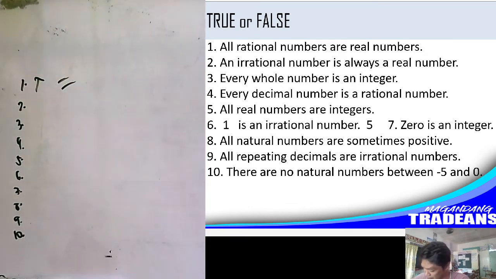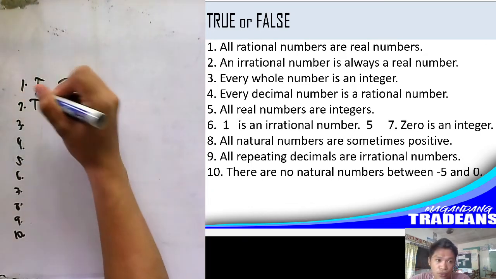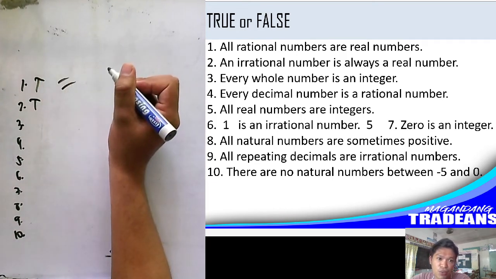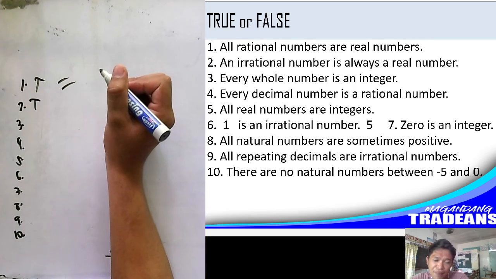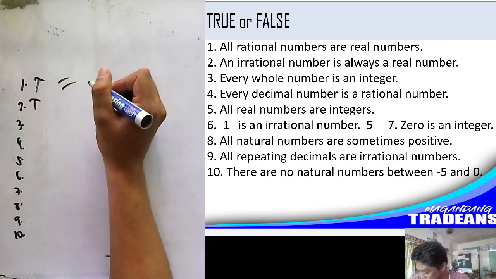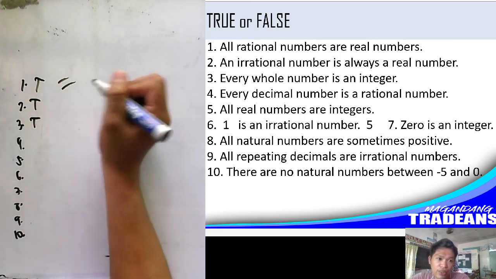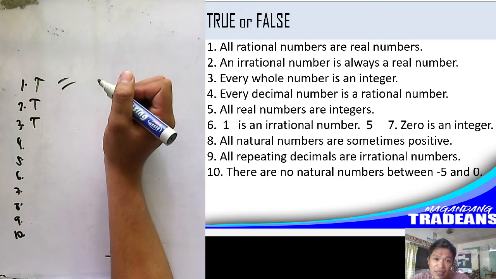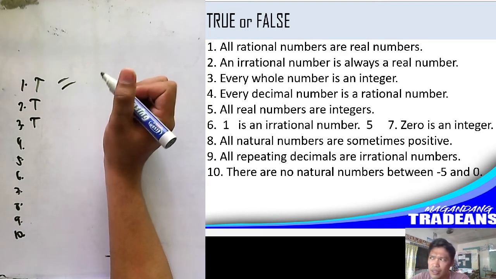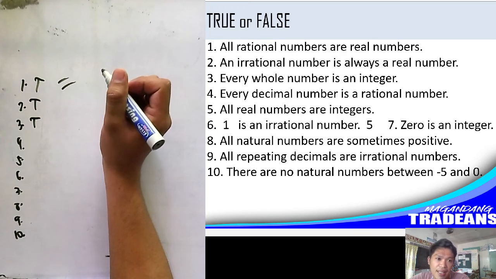Next, number 2, of course, that is true. An irrational number is always a real number. All irrational and rational numbers are real numbers. 2 points also, 1 point for a wrong answer. Number 3 is also true. Every whole number is an integer. All whole numbers are integers. It is a positive integer and also a natural or neutral number.